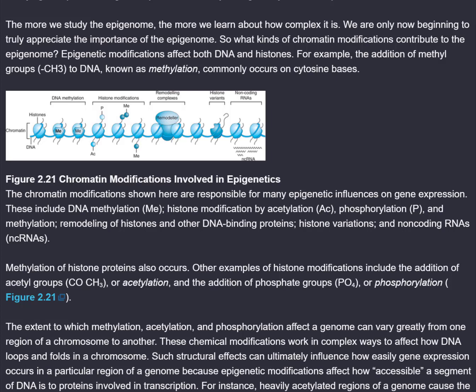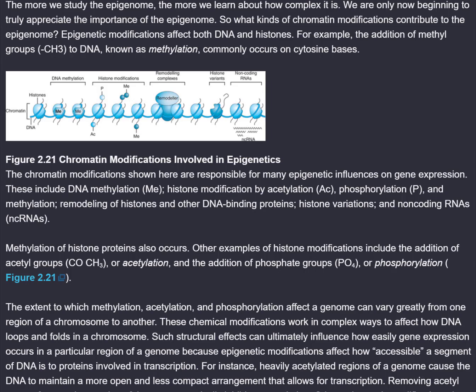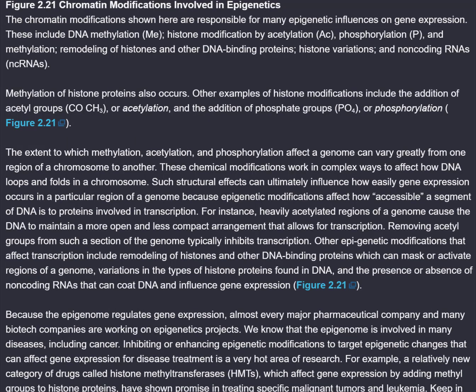We also know that epigenetics plays a major role in clarifying how patterns of gene expression can vary during embryonic development. The more we study the epigenome, the more we learn about how complex it is. We are only now beginning to truly appreciate the importance of the epigenome. So what kinds of chromatin modifications contribute to the epigenome? Epigenetic modifications affect both DNA and histones. For example, the addition of methyl groups, CH3, to DNA, known as methylation, commonly occurs on cytosine bases.